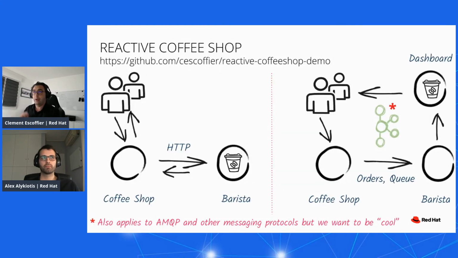So before going to see this demo, we'll introduce it very, very briefly. We are going to use the Reactive coffee shop to demonstrate what reactive systems are, what the limits of HTTP are, and how to build reactive systems with Kafka. We use Kafka here, but we can use any other modern messaging protocol. If you want to see this demo, you can go directly on GitHub. I will give this URL again at the end of this presentation.